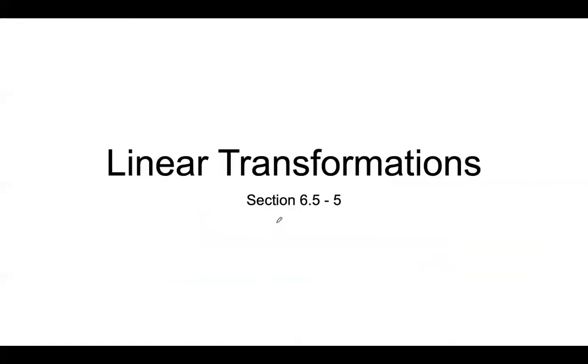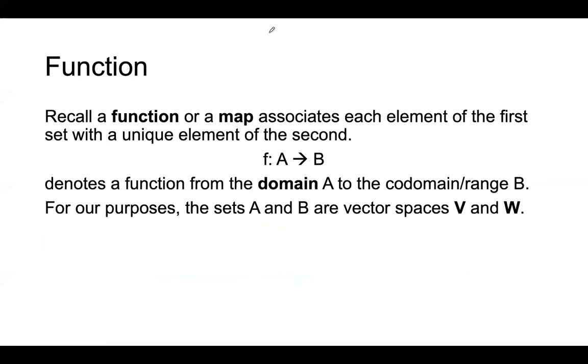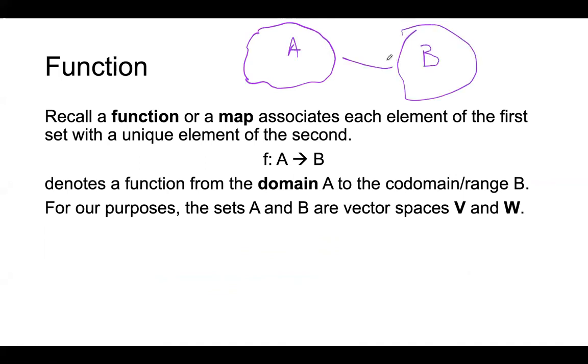I will skip that. So our next section is linear transformation, section 5. Recall a function. A function is a mapping from A to B. It maps an element here to an element there. So it denotes from this domain A to this codomain or range B.